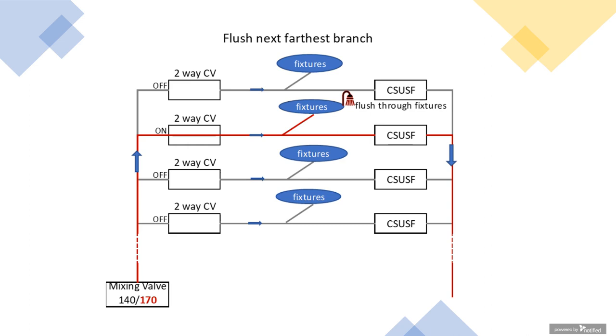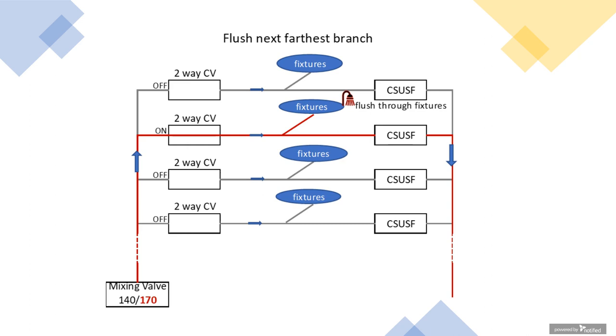So a couple of things to discuss about this while we're looking at it. Number one is while you're thermally disinfecting a given branch, all the other branches in the system are off. So there is no hot water flowing to any of those branches. So basically that whole domestic hot water system is without hot water when you're doing thermal disinfection.